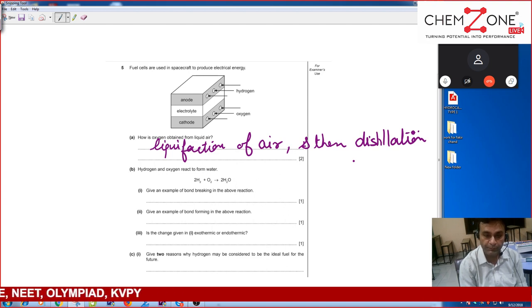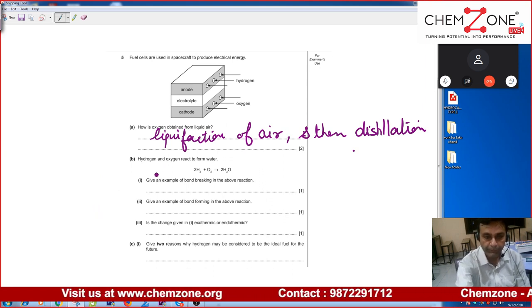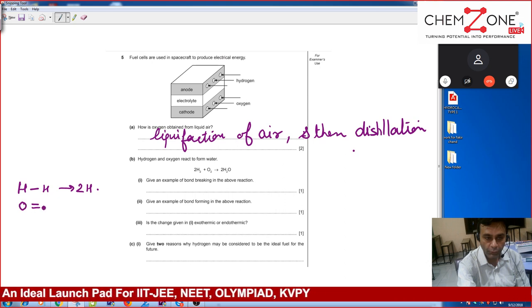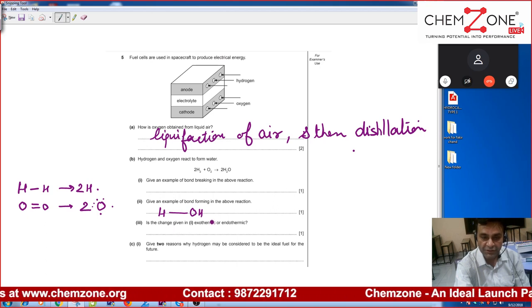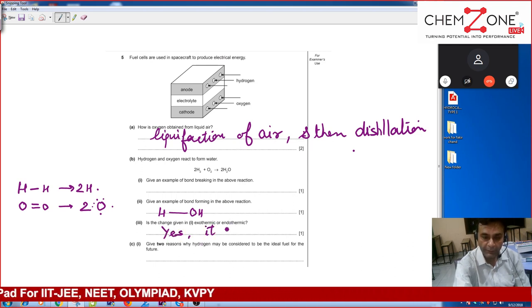Hydrogen and oxygen react to form water. Give an example of bond breaking in the above reaction. In the bond breaking, the H-H will be broken up into H atoms, and the O-O will also be broken up. This is the example from the above reaction. Bond formation will take place between H and OH. Is the change given in the above reaction exothermic? Yes, it is exothermic. Exothermic means heat is released.